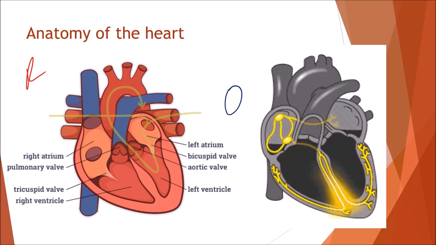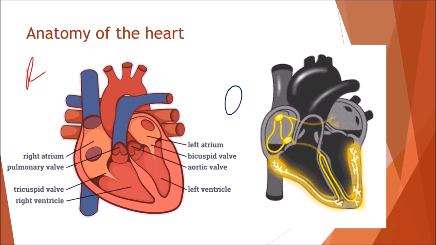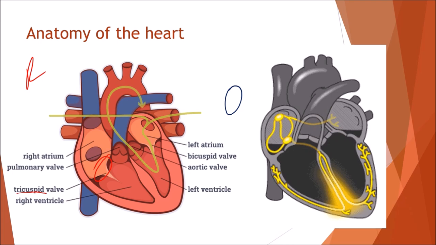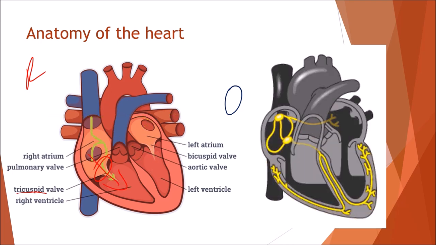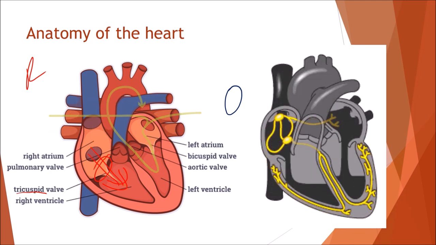So, for example, in between the right atrium and the right ventricle, there is a door right here. It's called a valve, and this is the tricuspid valve. And this is going to make blood flow only in one direction. It's not going to allow the blood to go back. So remember that the tricuspid valve is located on the right side of the heart.